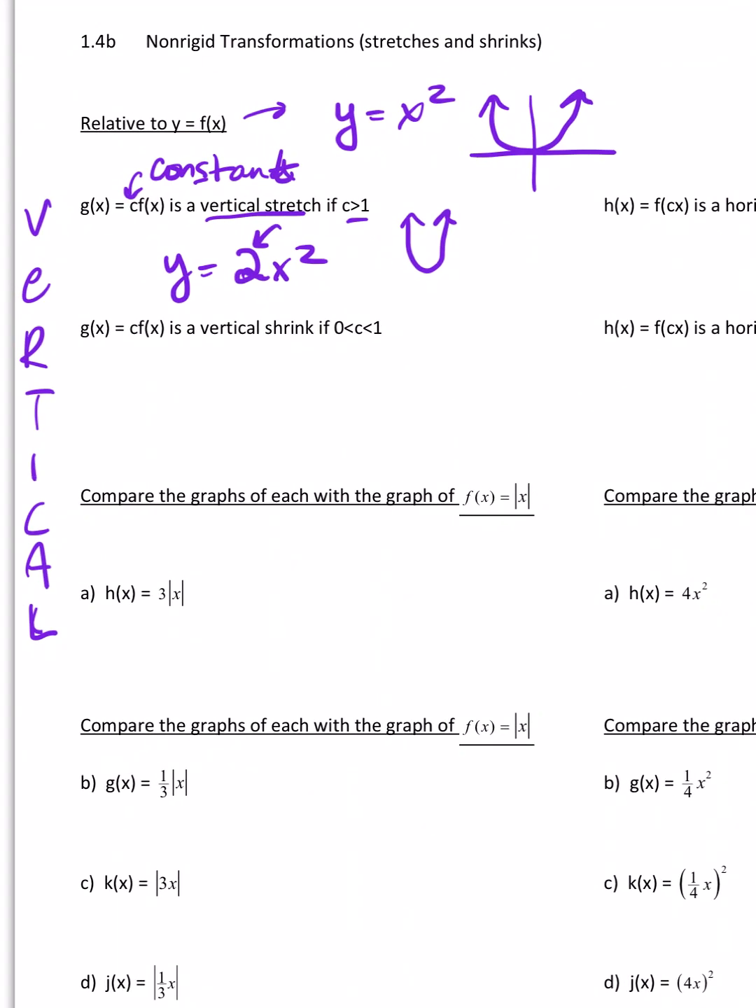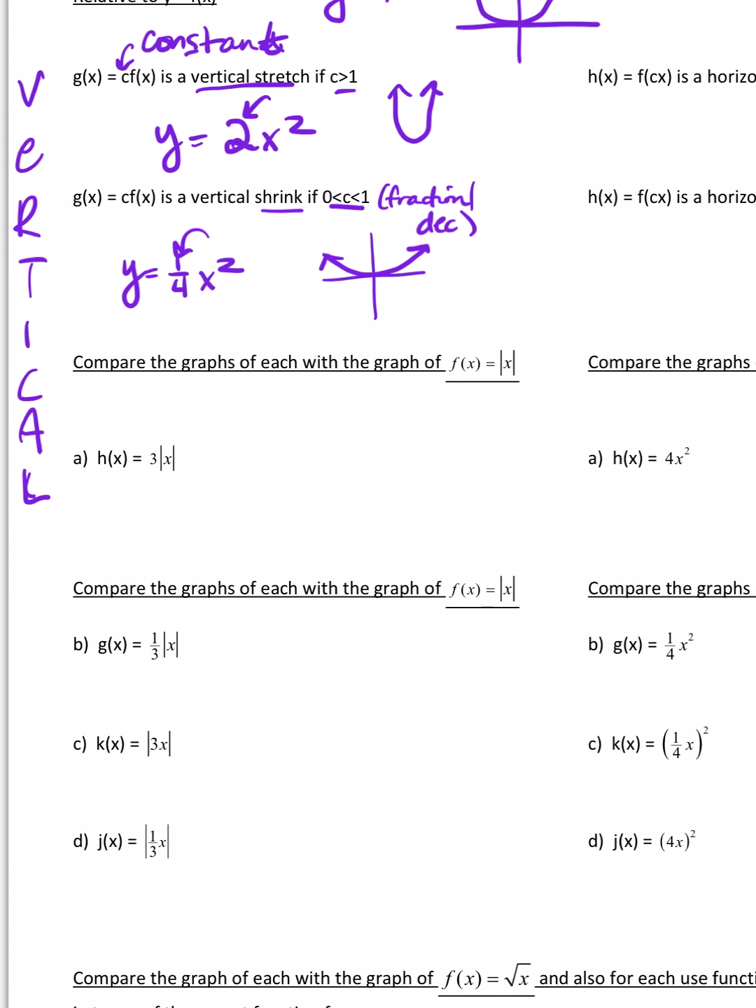Now notice what happens if that c is between 0 and 1. So what does that mean? That means a fraction or a decimal, right? That means it's going to shrink. So my original quadratic is going to get flatter and fatter. So for instance, if I did y equals 1/4 x squared, that is a vertical shrink. Notice the 1/4 is outside the x squared. It's in the very front.